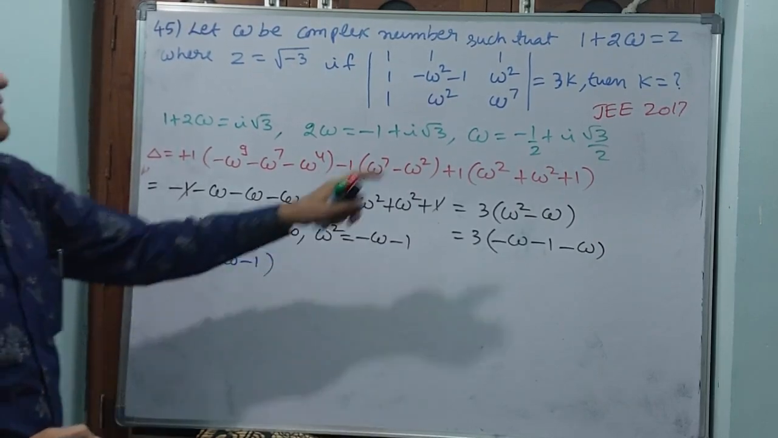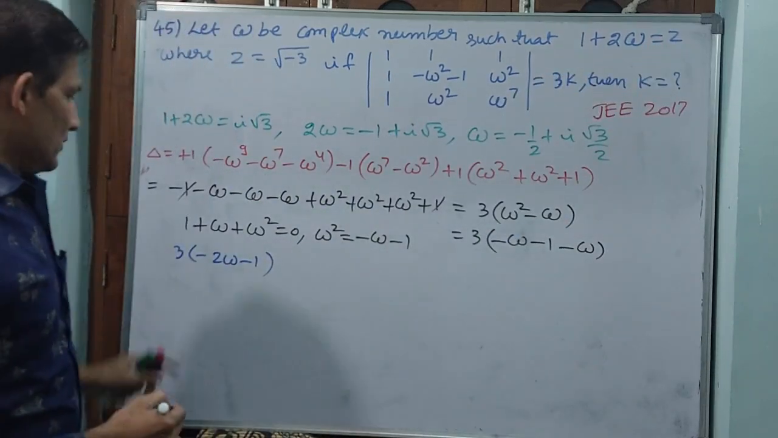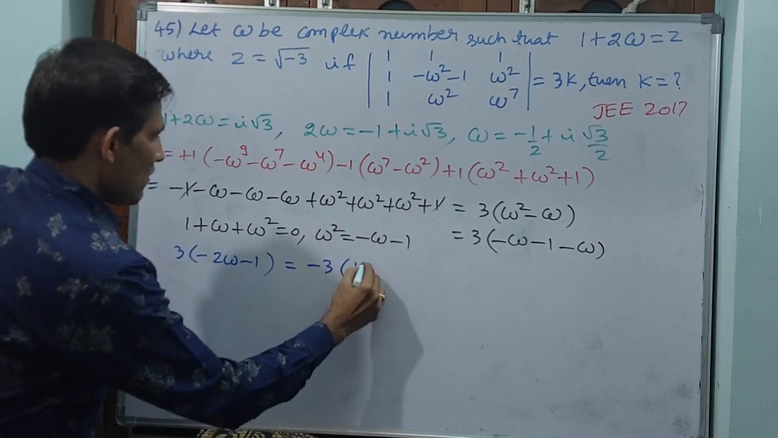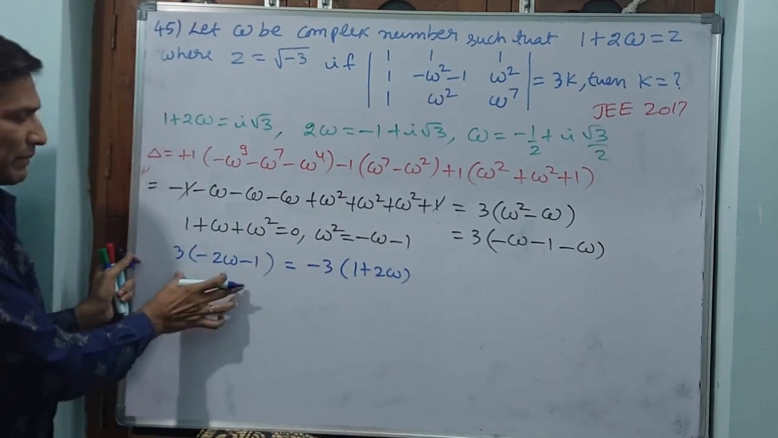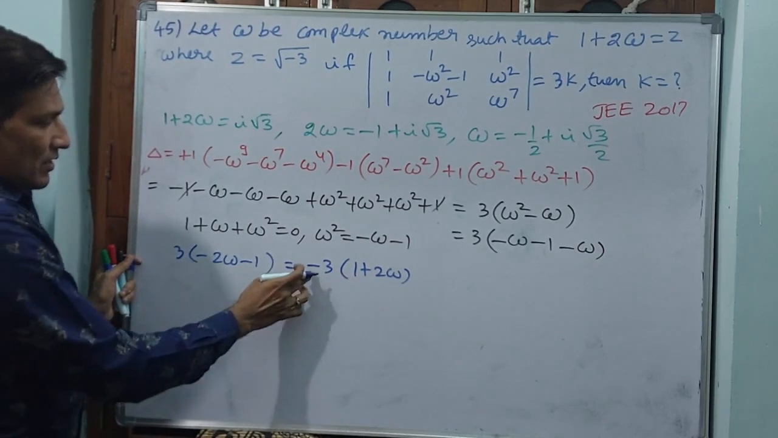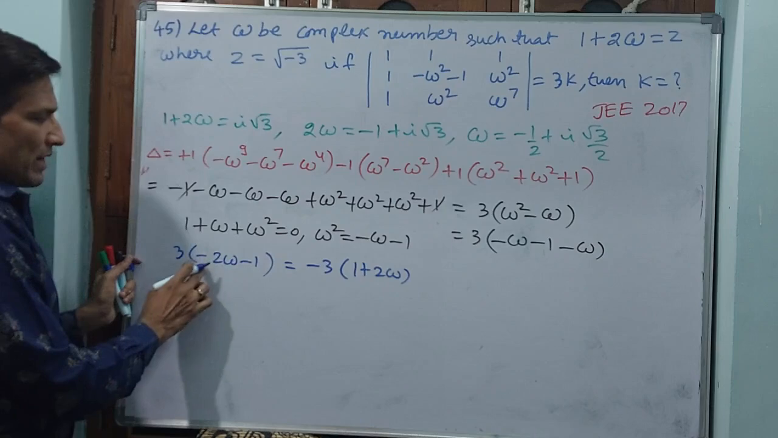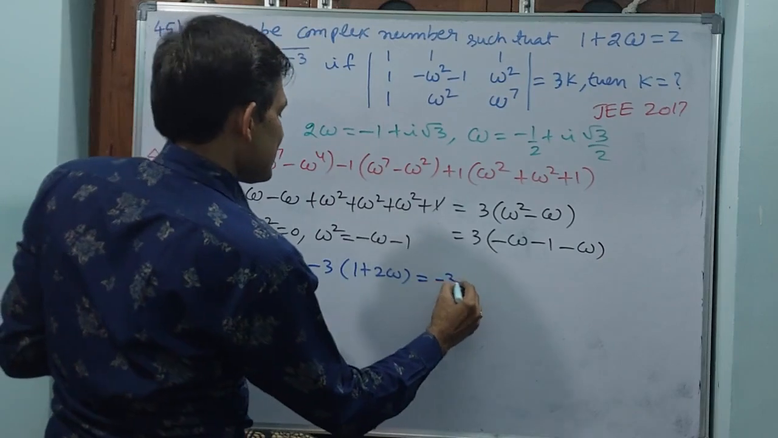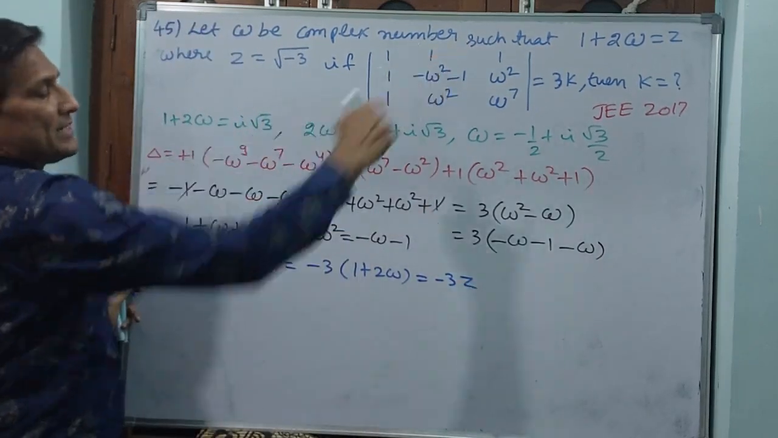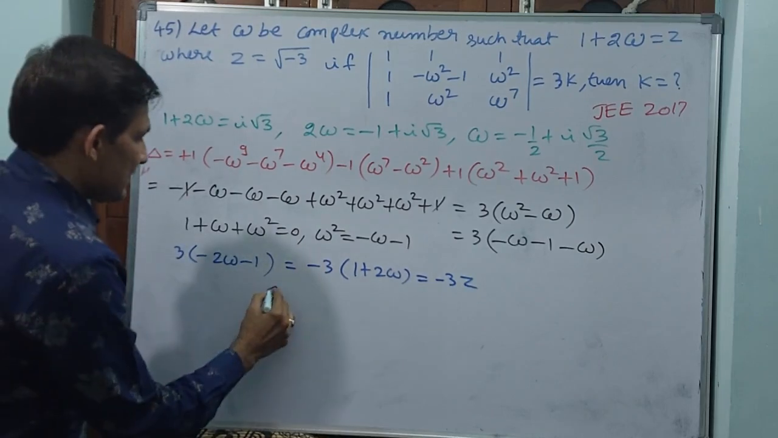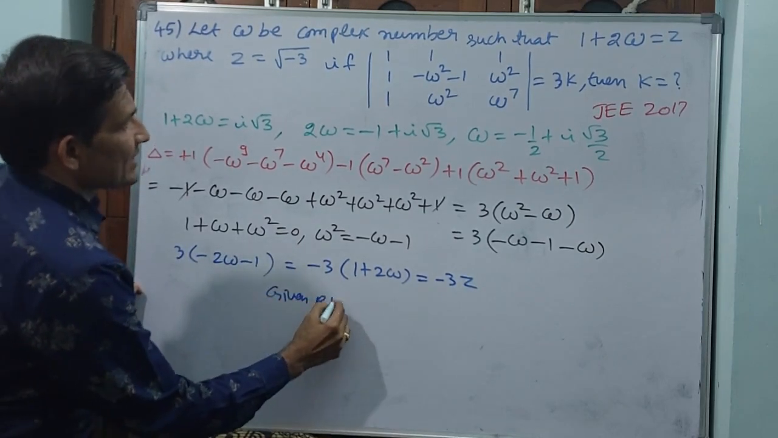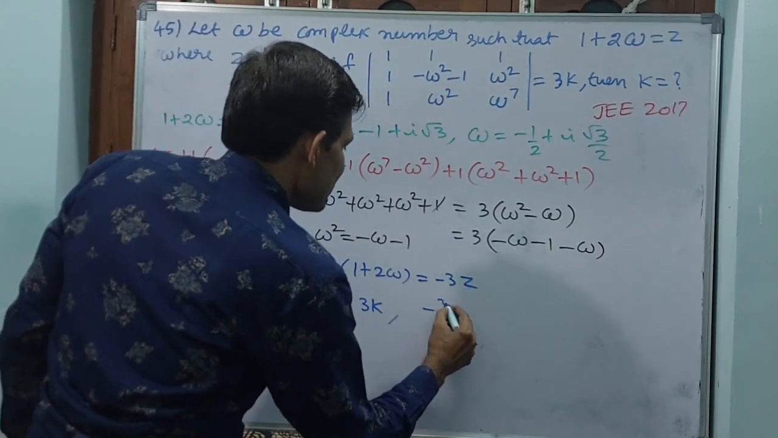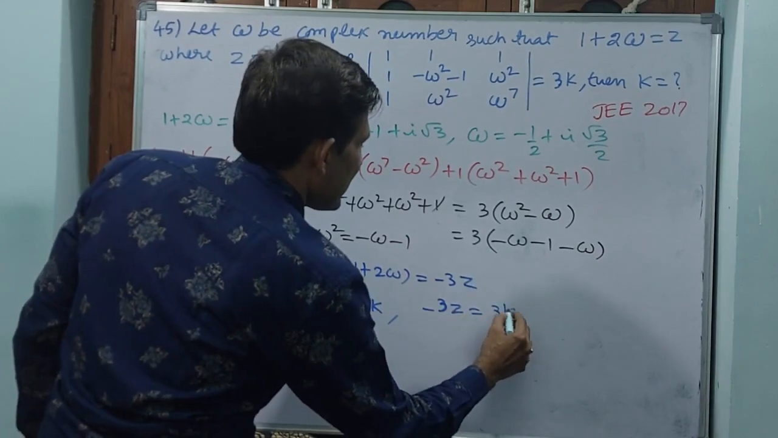Okay. You go back here. 1 plus 2 omega is z. You take minus common, that is equal to minus 3 into 1 plus 2 omega. Because multiplication is there, you can take common minus 1: minus 1 minus 2 omega, 3. Shall I write 1 plus 2 omega as z right now? That is equal to minus 3 into z. 1 plus 2 omega is z. Now you equate with the given RHS, 3k. That means minus 3z is equal to 3k.